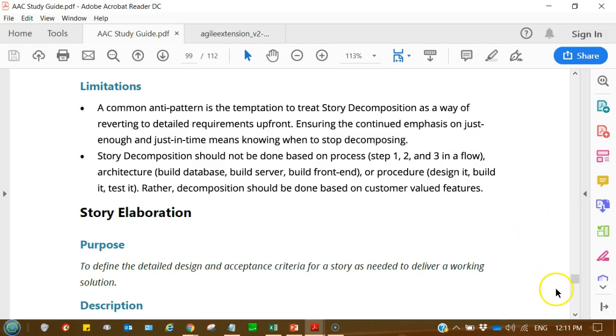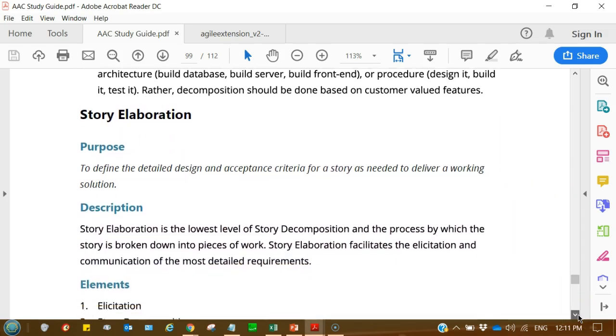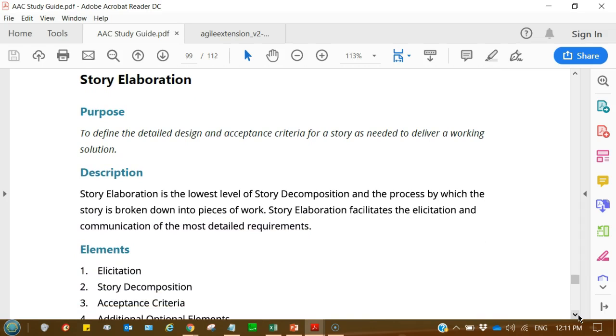Okay. Story elaboration, different from story decomposition.